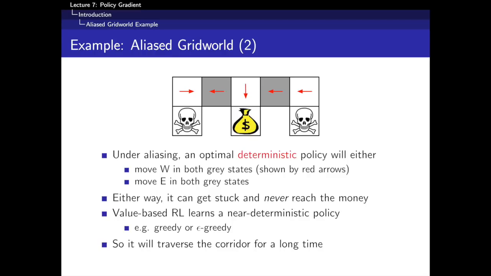Okay? And so this greedy idea of generating a deterministic policy, or even a near deterministic policy, would basically lead to the following behavior, which is if you're on this side of the map, you would oscillate backwards and forwards forever if you're using greedy, or for quite a long time if it was epsilon greedy, and you'd never reach the treasure, or take a very long time to reach the treasure.